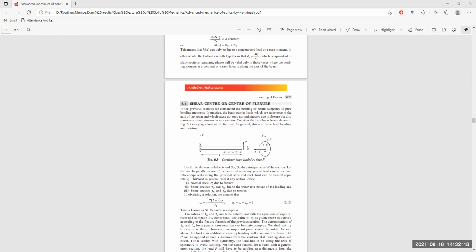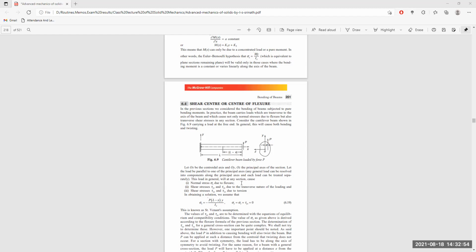Now, what we have told just now, OX is the central axis, hence it is acting normal to the plane of the paper or plane of the computer, and OY and OZ are the principal axes of the section itself. Let the load be parallel to one of the principal axes. This is one principal axis, this is one principal axis. If the load P is parallel to one of the principal axes, that is parallel to the axis OY itself. And each load can be treated separately if there are multiple loads.